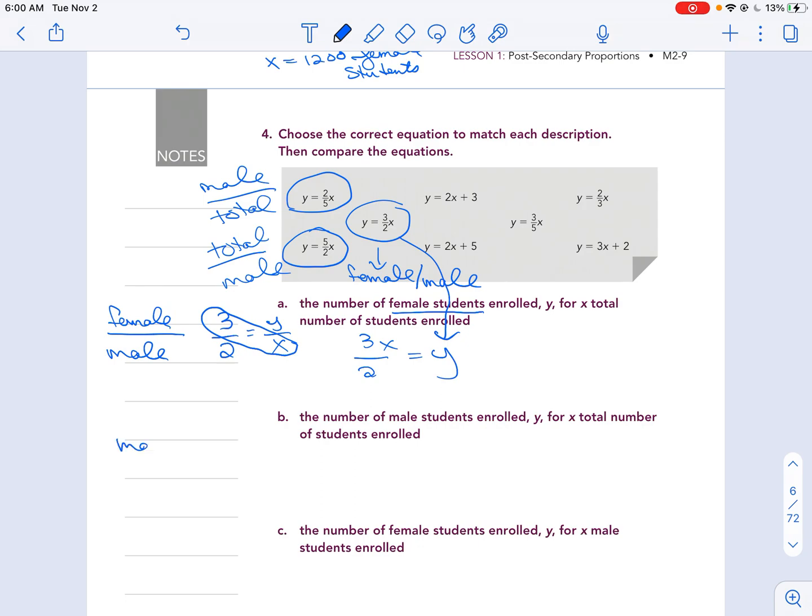Okay, so this one says male to total. So y is male, x is total. Male to total we talked about is 2 to 5. So if I was to multiply this one right here, I would get y equals 2x over 5. That's the same thing as y equals 2/5 x.